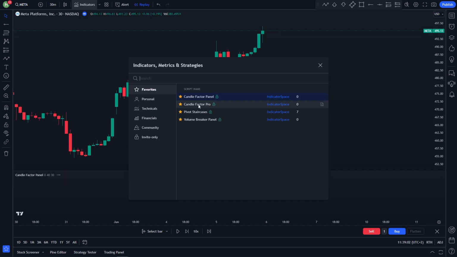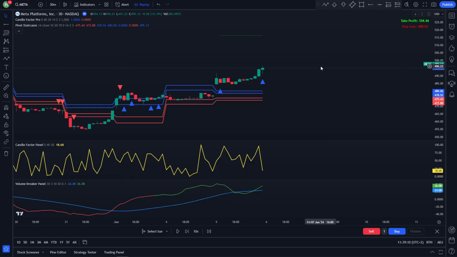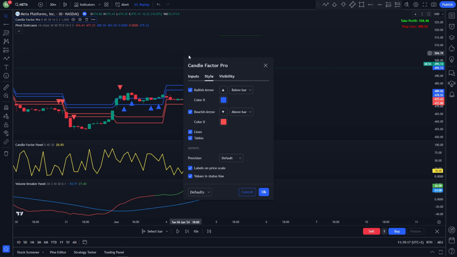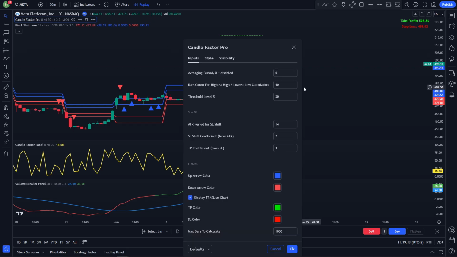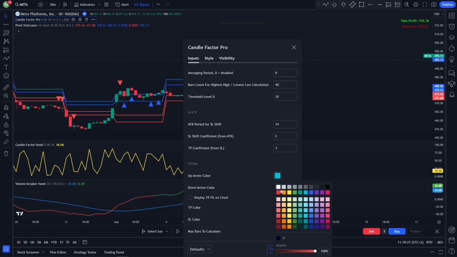I'm going to start with the Candle Factor Pro and panel. After that, the Pivot Staircases and Volume Breaker Pro panel. Next, we'll be making a couple of changes to these indicators. For our Candle Factor Pro, I will be unselecting the following box, which will remove the automatic stop loss and take profit levels. Then after this, change the color of the buy and sell arrows to distinguish them from the others on the chart.